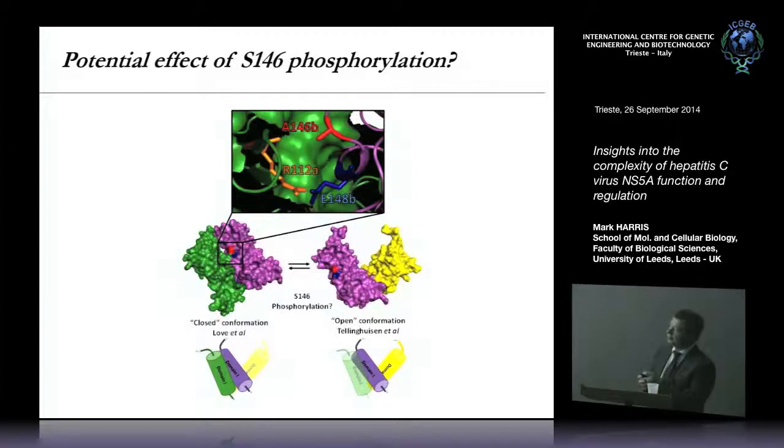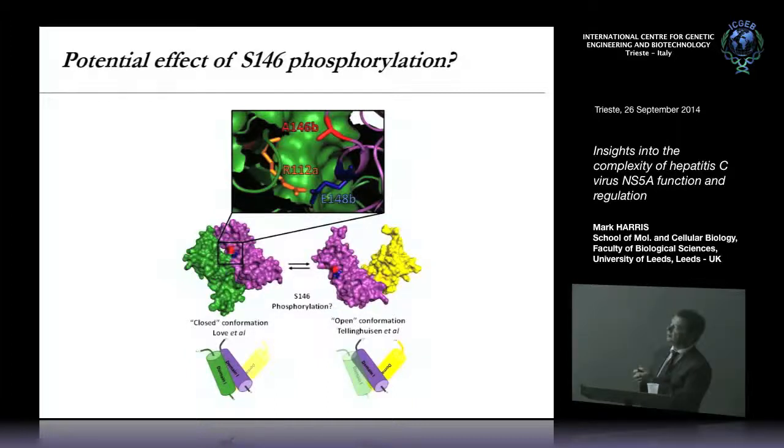And actually, very interestingly, if you look in the dimer interface, serine 146 would map very closely to the dimer interface. In the crystal structure that was solved, it was a genotype 1, so it didn't have serine 146. It actually has an alanine there, which, again, may be important for JFH in terms of its replication. But there are some electrostatic interactions between an arginine on one of the monomers and the glutamic acid on the other one.